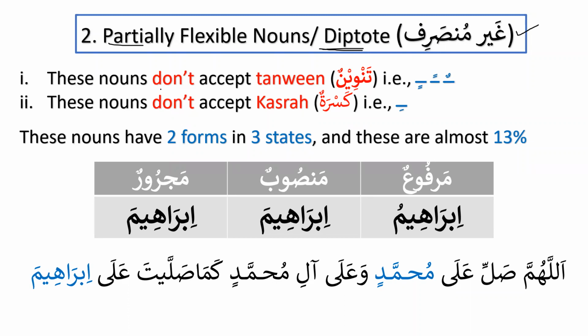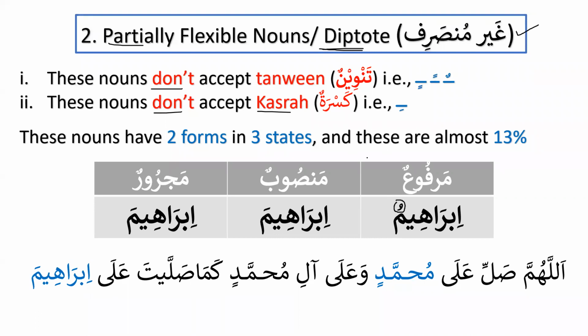Number 1, these nouns don't accept tanween. They do not have dhammatan, fathatan, or kasratan. And number 2, these nouns don't accept kasra. They refuse to accept kasra. So how do they look? They look like this: Ibrahimu, Ibrahima, Ibrahima. Now, do you see dhamma over here?